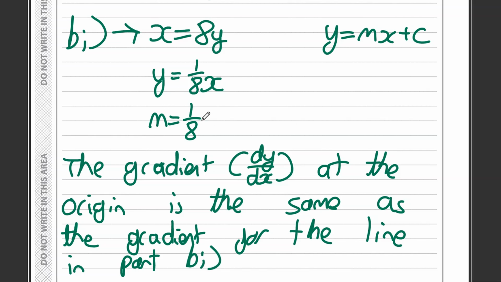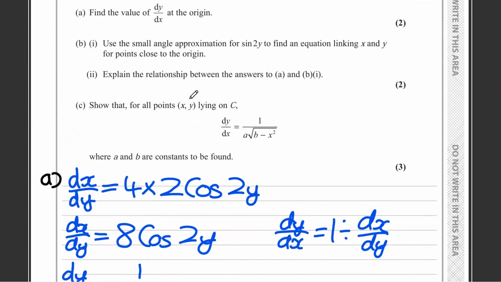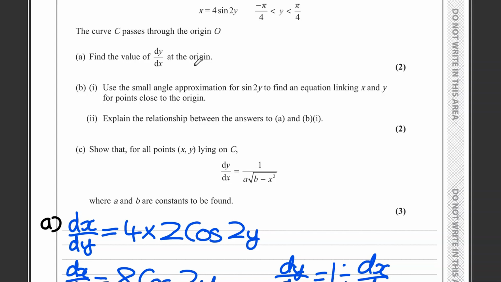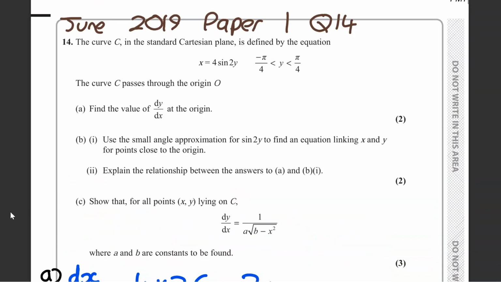Now, this relationship kind of makes sense, because remember that this line here in part BI is an equation that links x and y for points close to the origin. So it makes sense that this line has the same gradient as the gradient at the origin for this curve C. Okay, and then for part C, we need to show that for all of the points lying on C, dy over dx is equal to 1 over a and then the square root of b minus x squared, where a and b are constants to be found, for 3 marks.